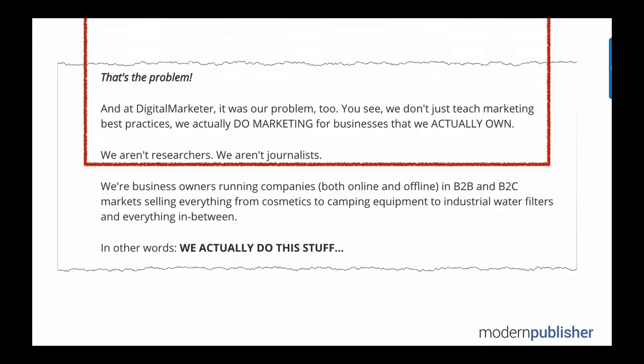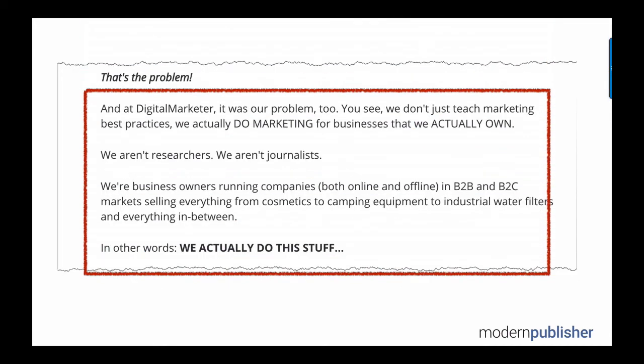So let's look at the copy again that I wrote. It says, at DigitalMarketer, it was our problem too. You see, we don't just teach marketing best practices, we actually do marketing for businesses that we actually own. We aren't researchers, we aren't journalists. We're business owners running the companies, both online and offline and B2B. So this is us saying, hey, we know what we're doing, right?